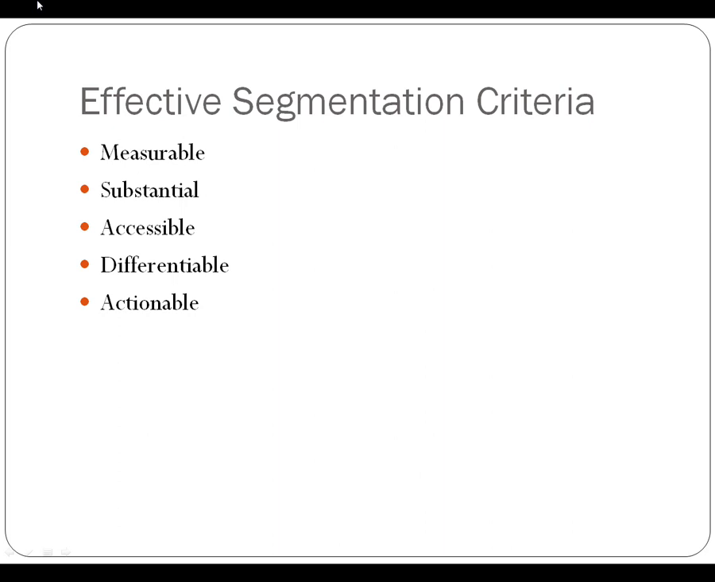Accessible. You have to actually physically be able to reach these segments. A particular segment lives in a very remote part of the country where you can't get to. That's a problem. People that don't have computers, internet access, that could be a problem. It makes them harder to be accessible.